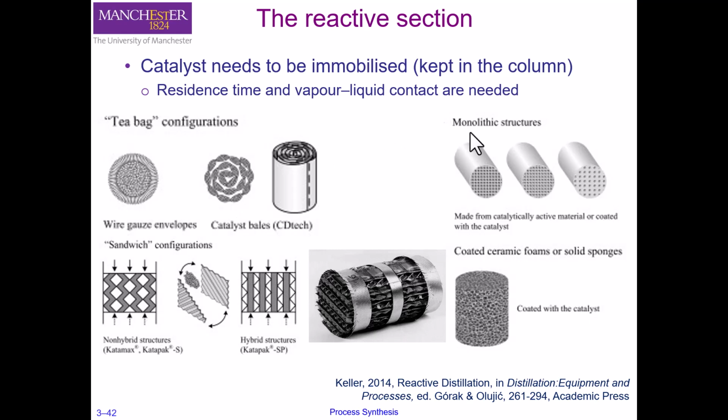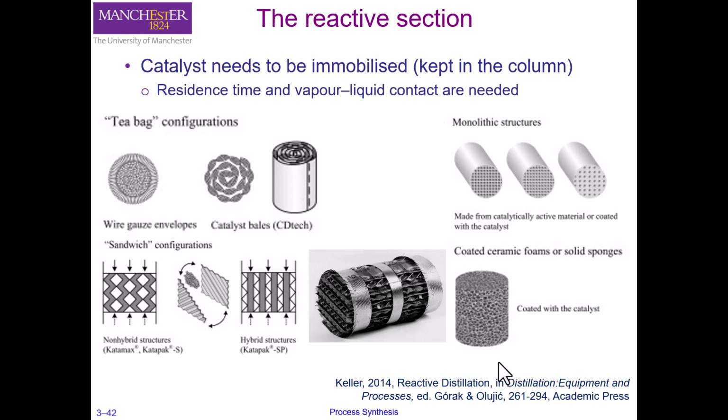Third, we have an option called monolithic structures, and these are a very effective way of containing the catalyst in the reaction. Actually this structure itself is the catalyst, and it provides the space and the surface area required for the reaction. Okay, so again you can see that it has these holes where the liquid and vapor can get in contact in the presence of the catalyst, that is the packing itself.